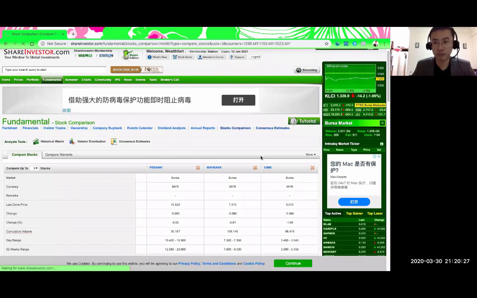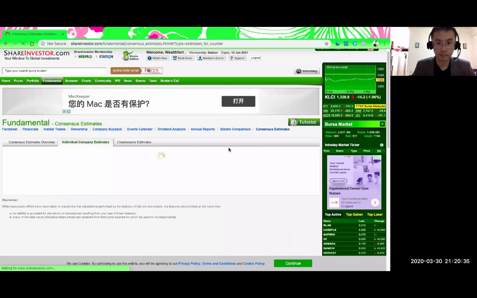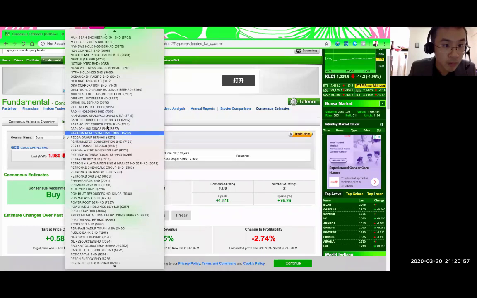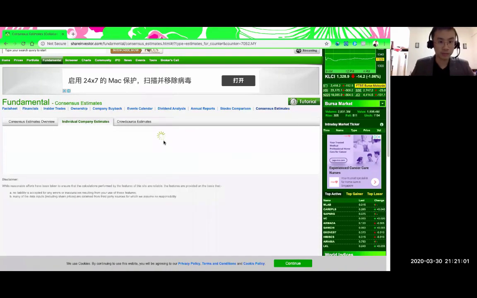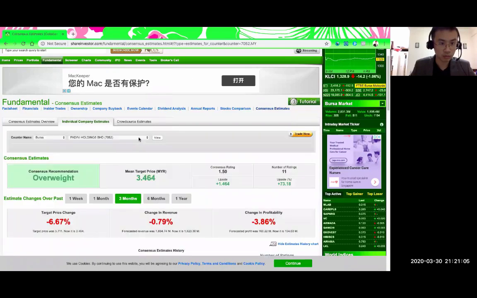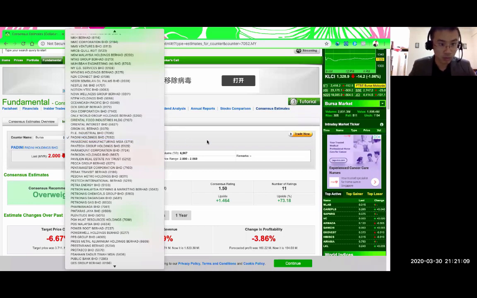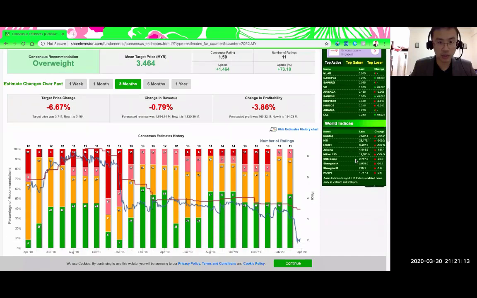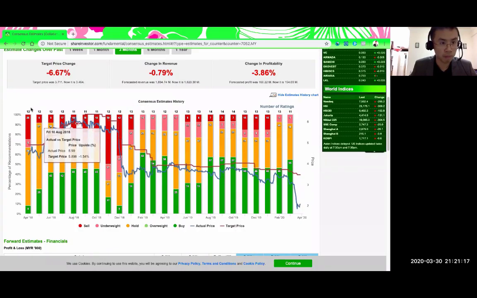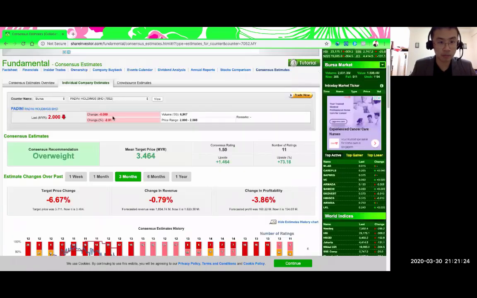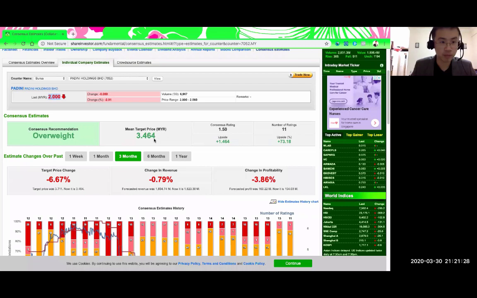So let's go to a more detailed consensus estimate. Okay, let's go to Padini. In the case of Padini, in April, these are the consensus estimates about this company called Padini. Right now the share price is 2 ringgit. The consensus estimate is overweight. Mean target price is 3 ringgit 46 cents. There are 11 ratings that were given. Upside potential is 73%.